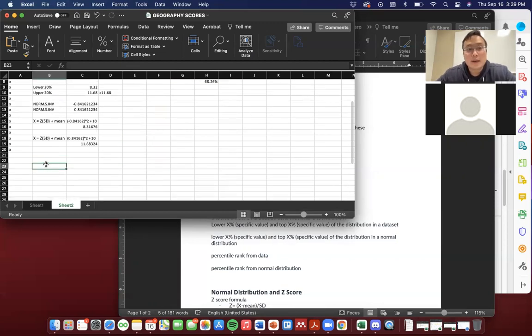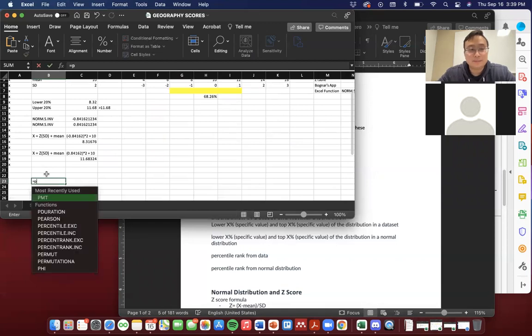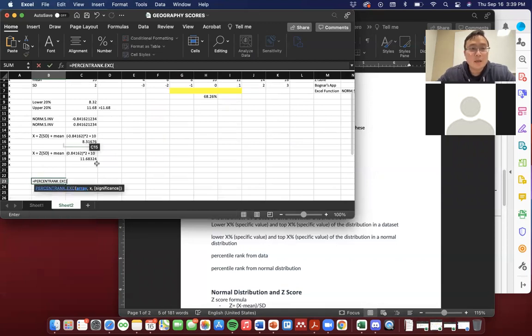So if we do percentile rank with normal distribution, you can obviously see the problem, which is that we don't have an array. Our array is just x, x, x, x, x, x, right? So we have to come up with an x. And that's what we did here. We came up with an x, right?